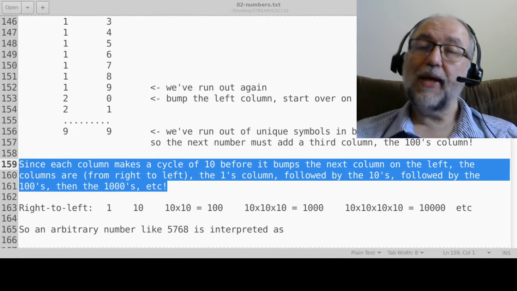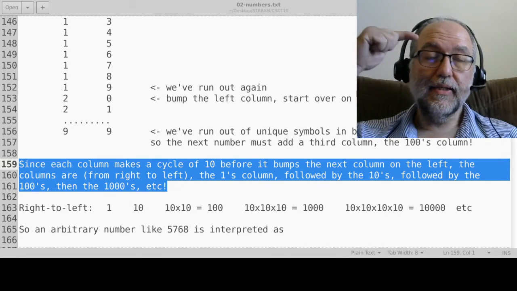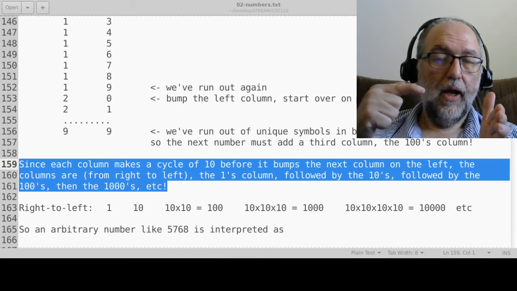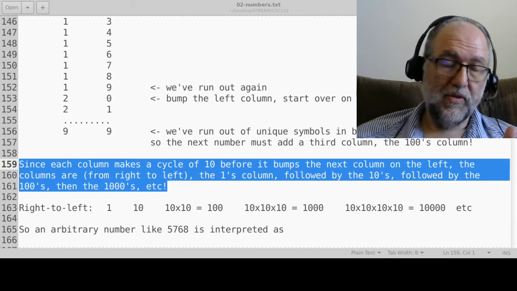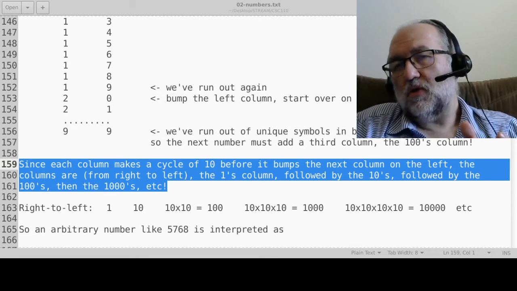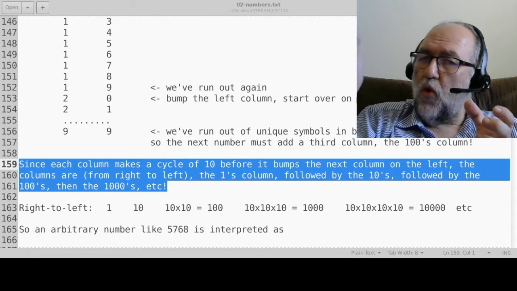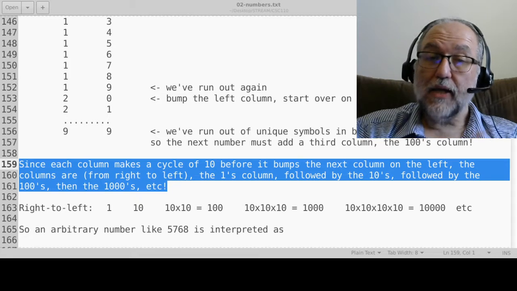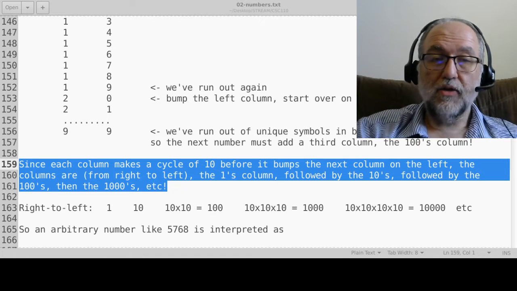Okay, and it makes sense because it takes a cycle of 10 in the ones column before you bump the next one. And then you have to do 10 more before it bumps it again. So the tens column required 10 different symbols. It requires you to cycle through all 10 symbols before it bumps, and so that's why it's the tens column. The next column requires 100, the next one 1,000, and so on.